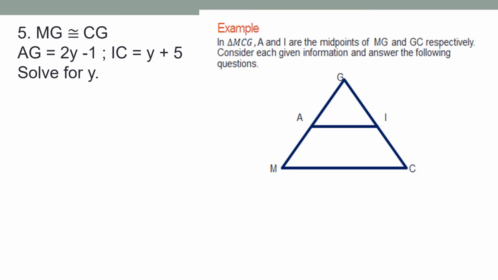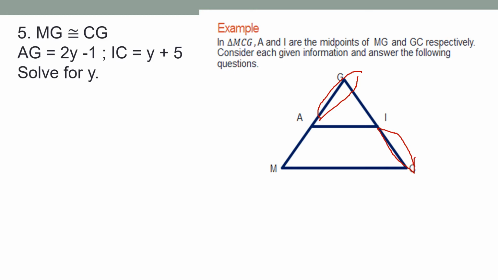Number 5. MG is congruent to CG. AG is equal to 2y minus 1. IC is equal to y plus 5. Solve for y. AG, nandito yon. And then IC, ito naman siya.